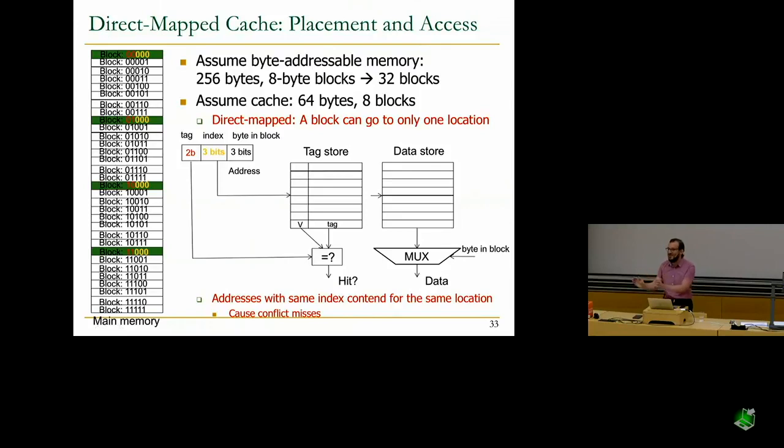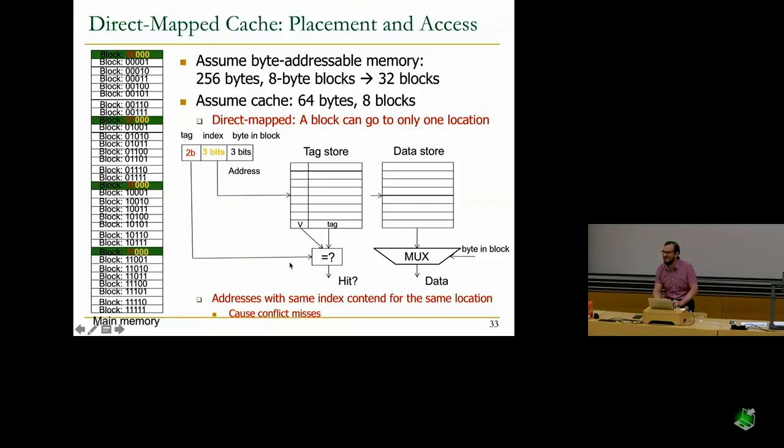So you need to store the data that's associated with the block. You do that in the data store, and in the tag store, you store the tag associated with the block in the index associated with the block. And index is 0 through 7 over here. This is 0, this is 1, this is 2, this is 3, dot, dot, dot.